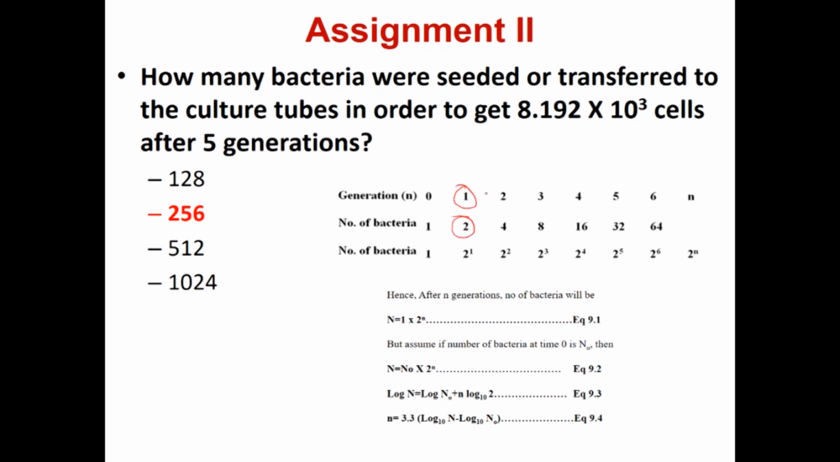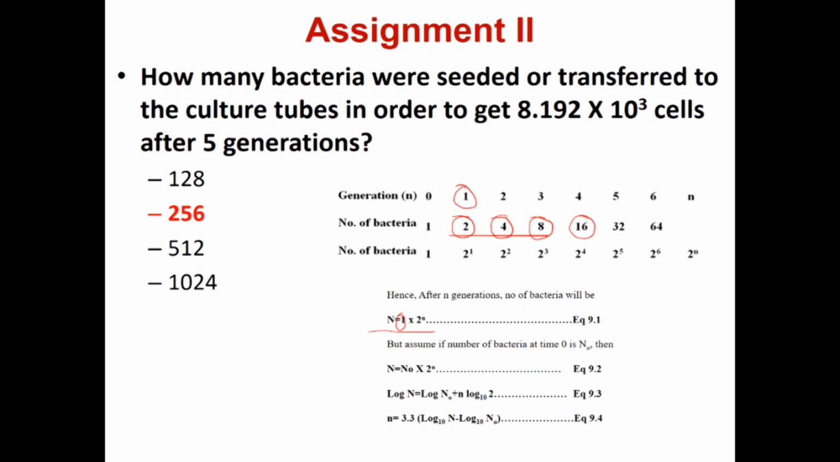If you spend one more generation, it is going to be 4. If you go to third generation, it is going to be 8. If you go to the fourth generation, it is going to be 16. This means if you go with this particular type of pattern, after the n generation, the number of bacteria will be N equal to 1 into 2 to the power n, because you started with one bacterium, where n is the number of generations.